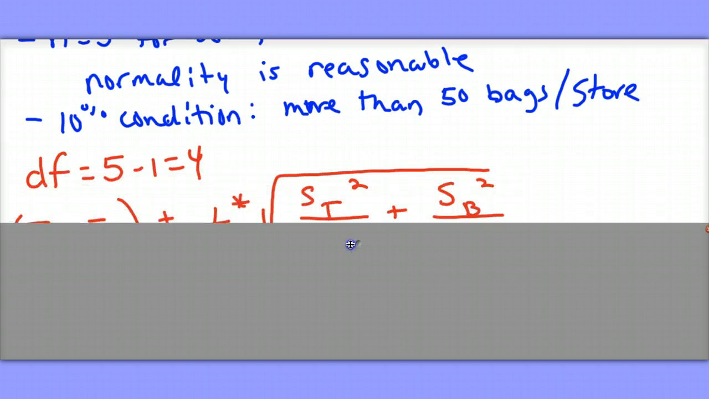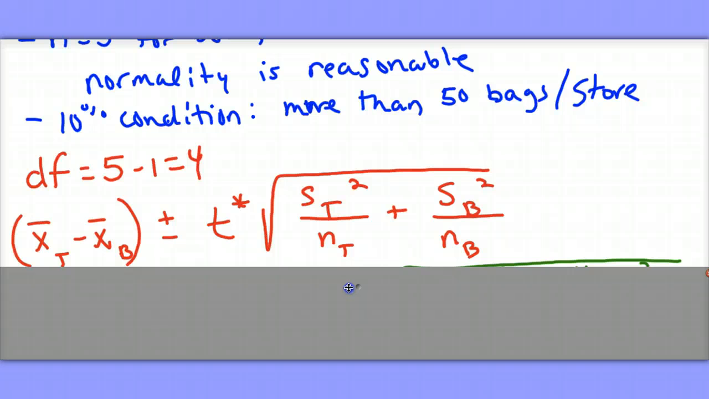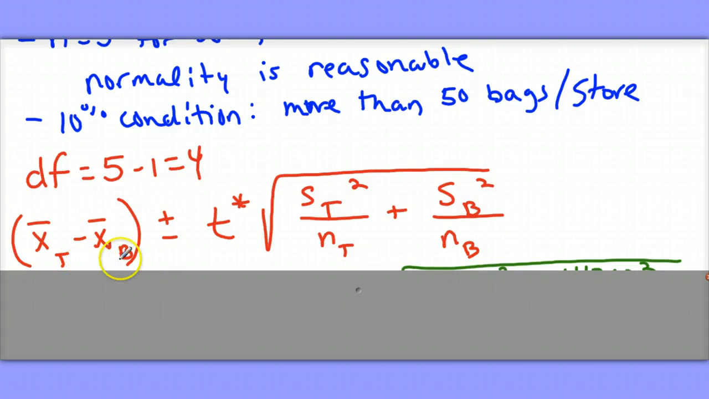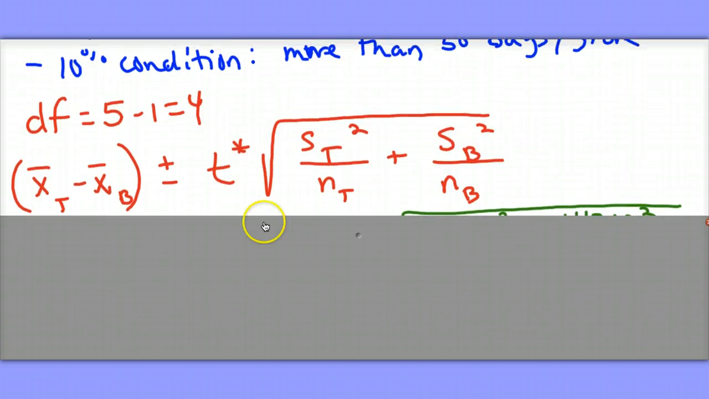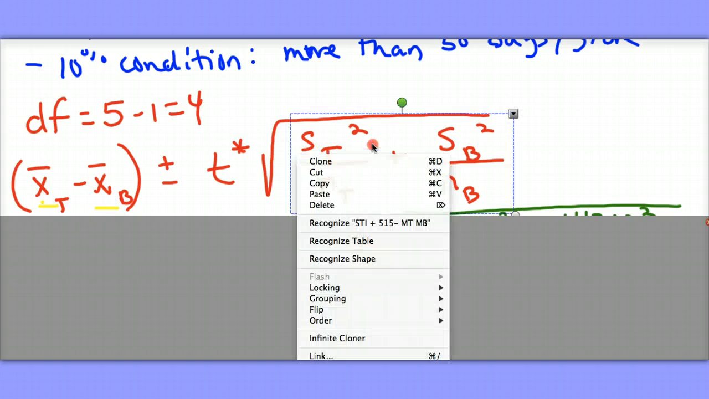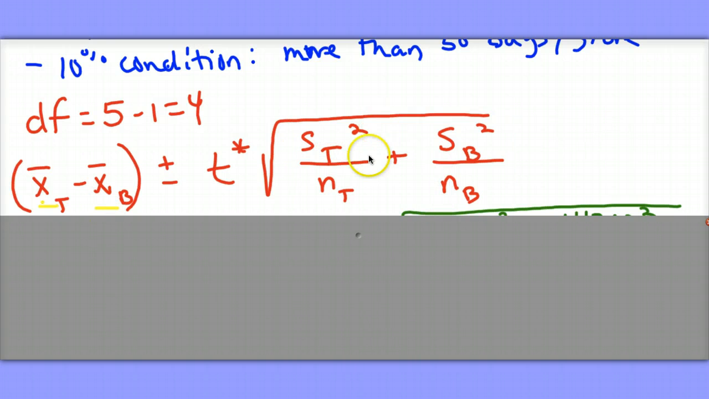So our degrees of freedom is 4, and here's our formula. Notice I'm using subscripts of T for Target and B for Bashaw's. And I know n sub T and n sub B is 5 in both cases. To get the values for the sample means and sample standard deviations, you'll need to enter the values into your graphing calculator. Enter Target in list 1, we'll say, and Bashaw's in list 2.